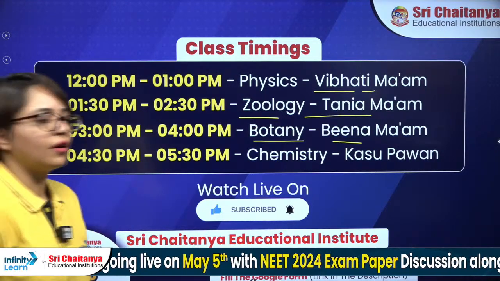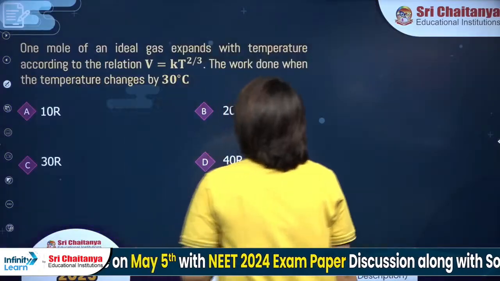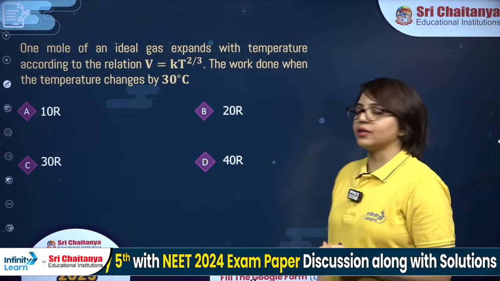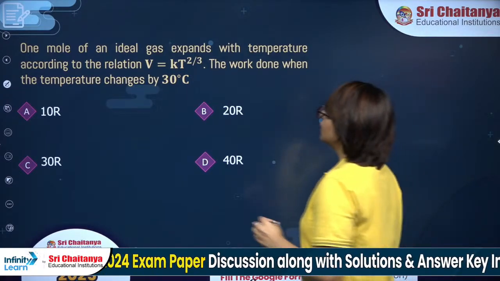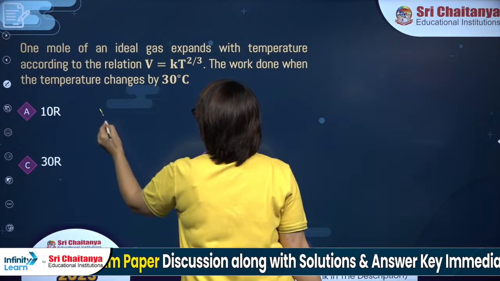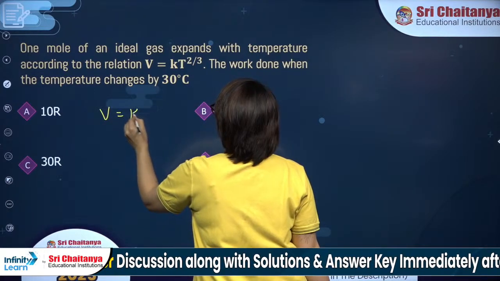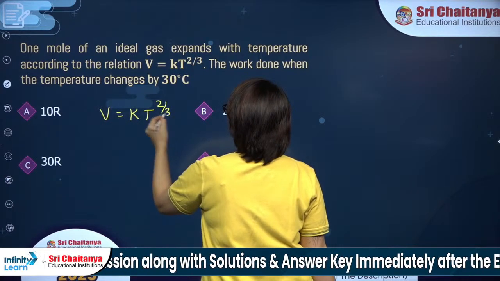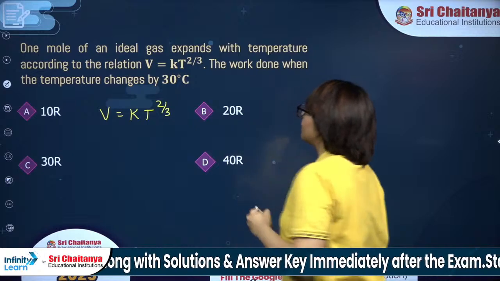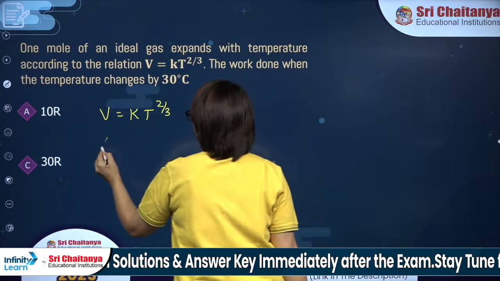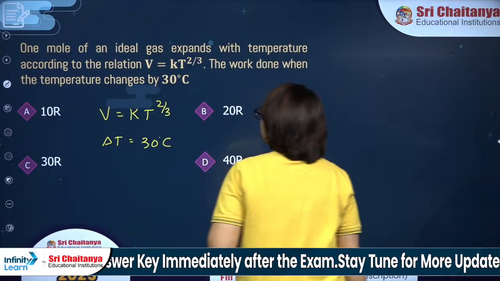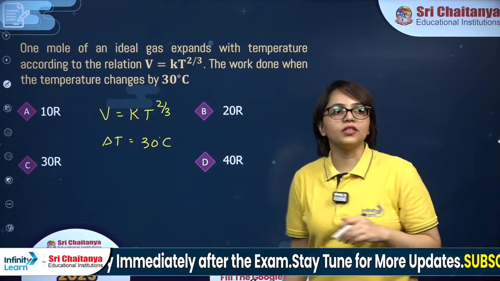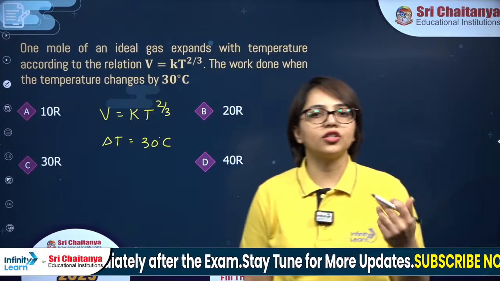Okay. Alright. Let's start with the session. First question: 1 mole of an ideal gas expands with temperature according to the relation V is equal to K times T to the power 2 by 3. You have to find the work done when the temperature changes by 30 degrees Celsius, delta T is 30 degrees Celsius.